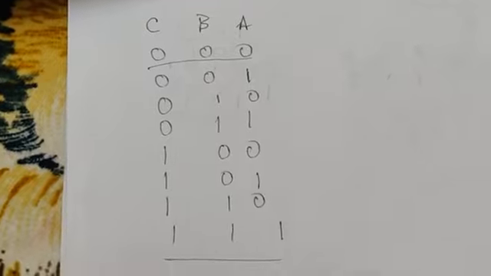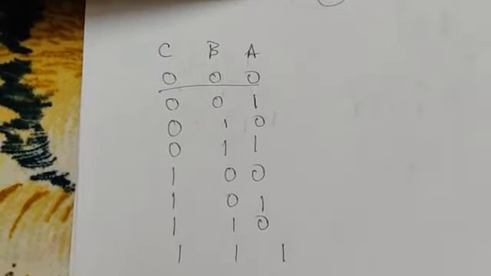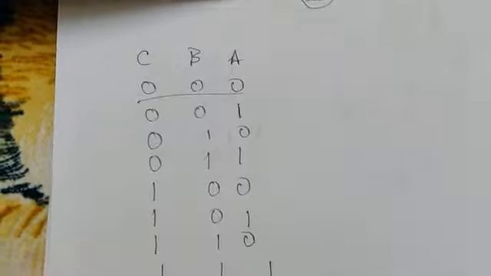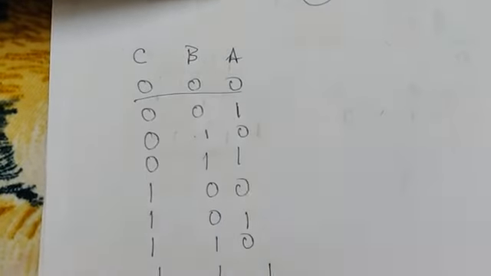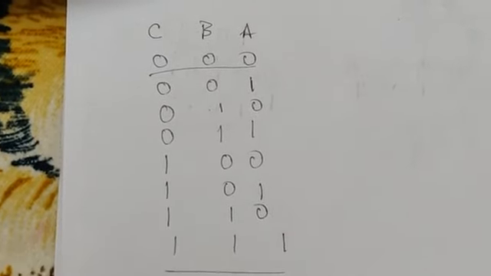We are supposed to construct a circuit by using T flip-flops. When we press the clock pulse for the first time, it should display 0 0 0. On the next clock pulse it should display 0 0 1, then 0 1 0, like this. So how do we construct this circuit?